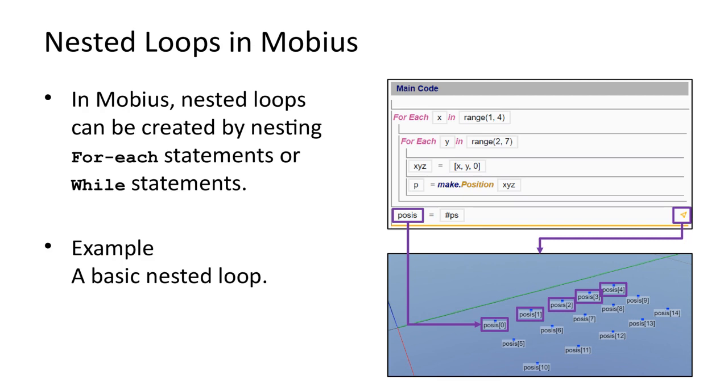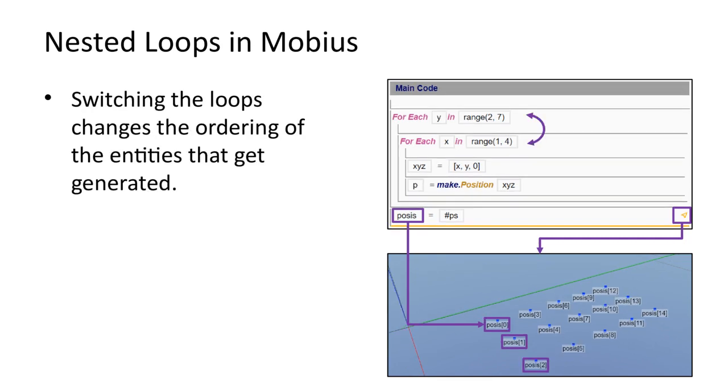It consists of two for each loops. The POSIS variable contains a list of positions. To see the list ordering, you can select the Show Geometric Entities toggle button. Then in the attribute table for positions, make sure that the column called POSIS has the eye toggle switched on. This will show the list ordering in the 3D viewer. As you can see, the positions are listed in column order in the Y direction.